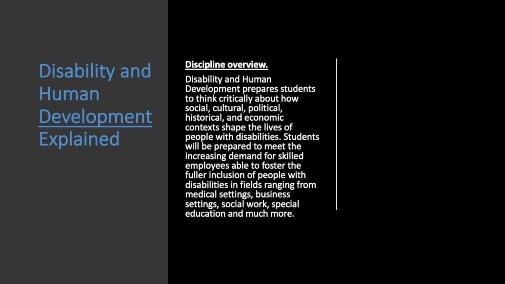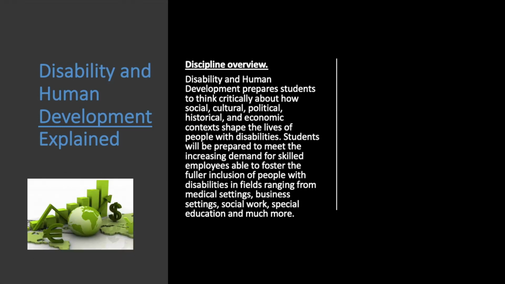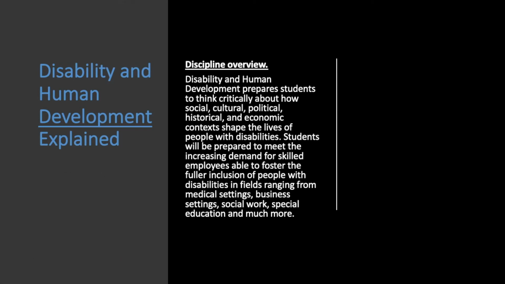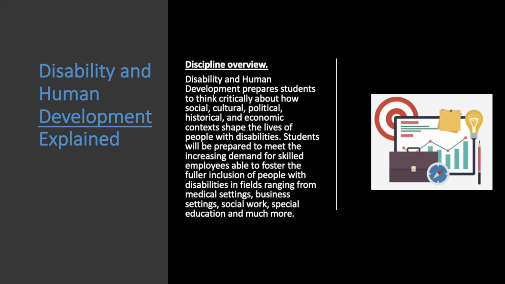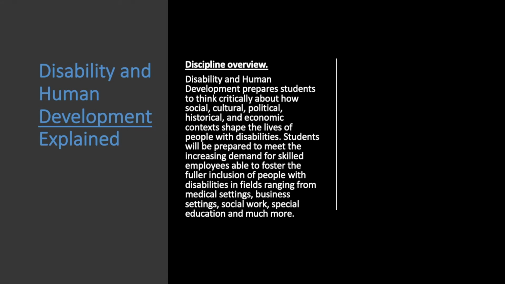First up, we have disability and human development. This major prepares students to think critically about how social, cultural, political, historical, and economic contexts shape the lives of people with disabilities. It prepares students with skills to foster inclusion in fields like medicine, business, social work, special education, and much more. Students learn advocacy skills, understand policy and cultural norms, and how they can work to dismantle health disparities for this population and other underrepresented groups.